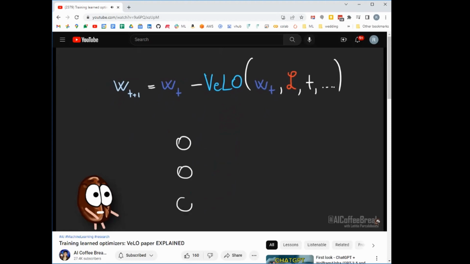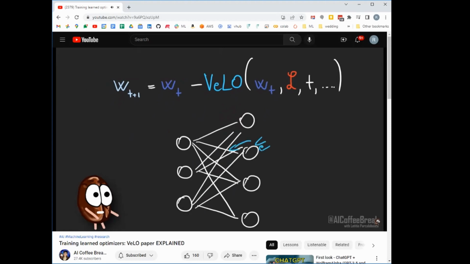That VeLO applies to each single weight of the neural network it optimizes comes with the advantage that in this way it can be applied to any neural network independently of its architecture and number of parameters. But the downside is that it can become really costly to apply VeLO as the number of weights increases in a network. Therefore, the authors strive to keep VeLO really small.